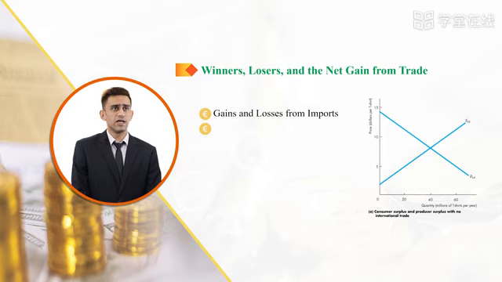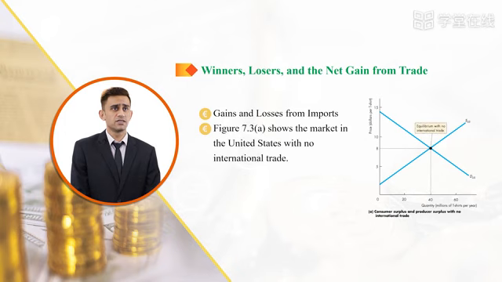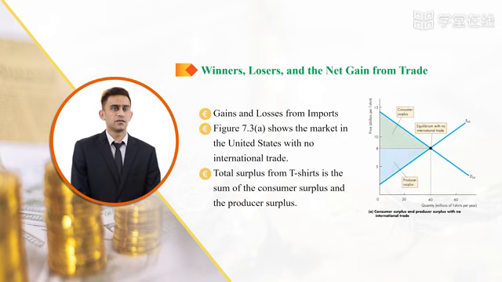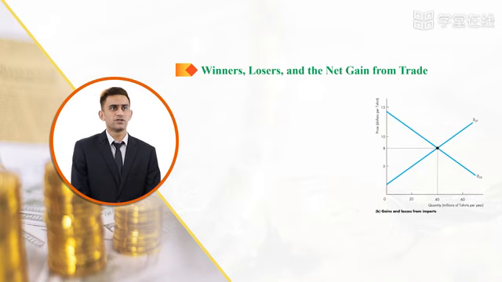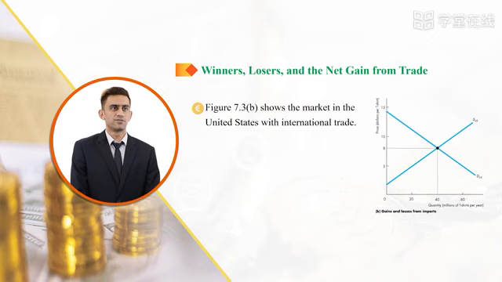Figure 7.3a shows what consumer surplus and producer surplus would be with no international trade. In t-shirts, US domestic demand D_US and US domestic supply S_US determine the price and quantity. The green area shows consumer surplus and the blue area shows producer surplus. Total surplus is the sum of consumer surplus and producer surplus.